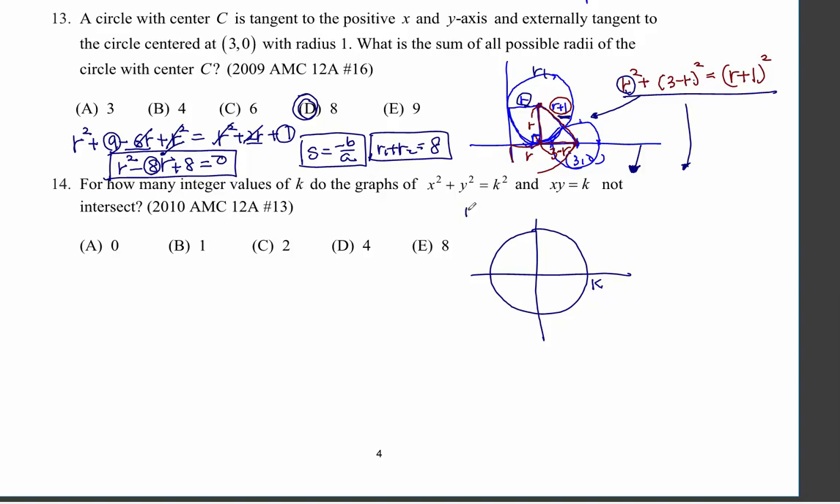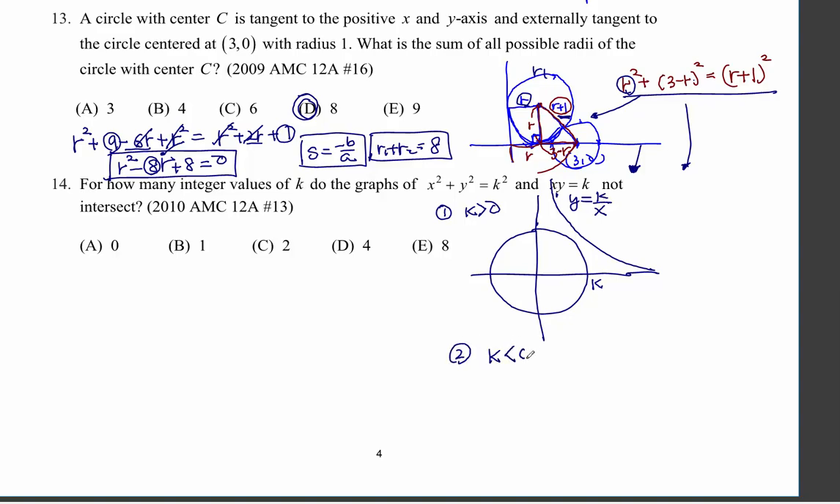If k is positive, so in the graph, this is k, right? What is xy equals k? This is a rectangular hyperbola. It looks like this way. This is y equals k over x, isn't it? Alright. Another case is k is negative.